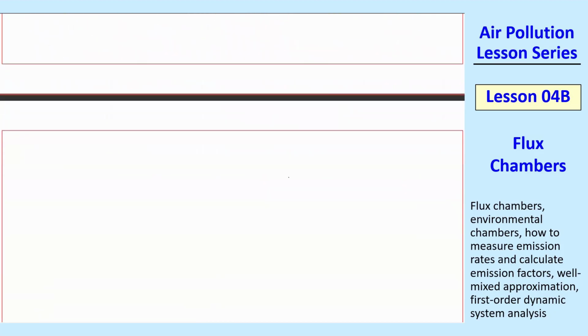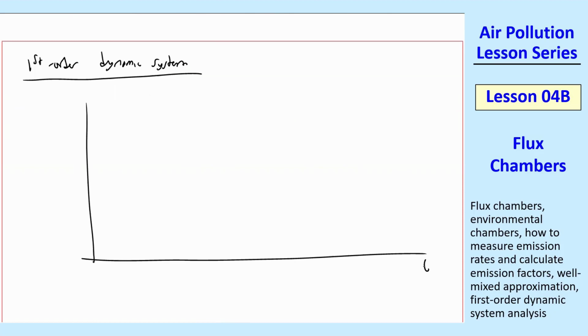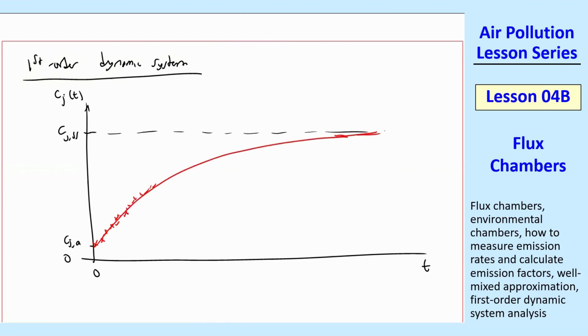So mathematically, as I said, this is a first order dynamic system, which you have studied in previous courses. So we plot time starting at 0, and we plot CJ as a function of time. I sketched this quickly before, but now let's do it a little more carefully. It goes from some ambient value, CJA, to some steady state value. If you're taking data, you would have data like this, and there may be some scatter in this, and you keep taking data and it asymptotes to this steady state value at some time.